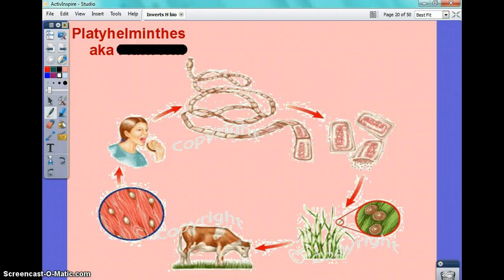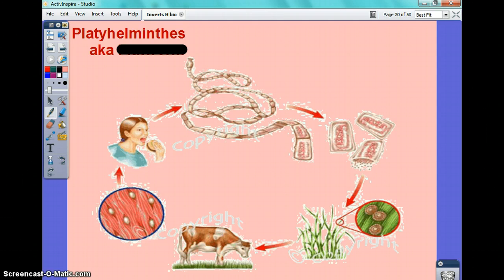So who can name me the first phylum? Nope. First phylum we covered. Nope. Porifera. Second. Cnidarians. 3, 4, and 5 are all worms. So we're going to cover those today.